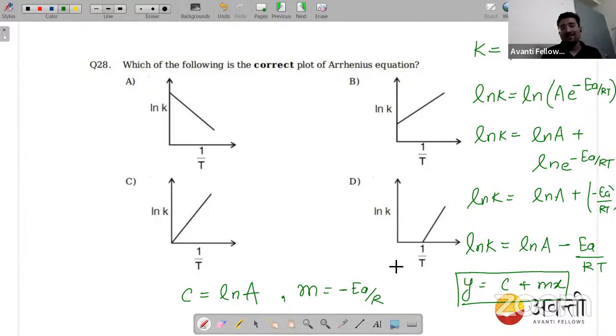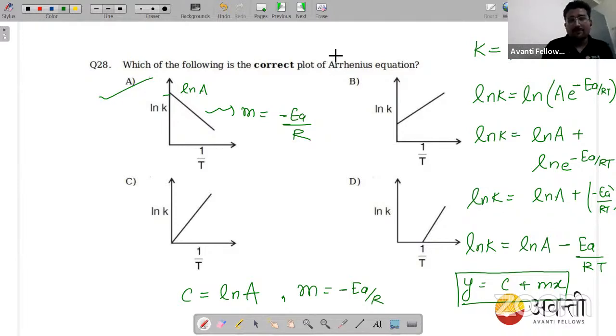So we will get a straight line with negative slope. We can clearly see here that this is positive slope, this is positive slope, this one is positive slope. In this case, intercept is 0. That means only in option number A are we getting a straight line with negative slope and intercept ln A. Here slope m equal to minus EA by R. Is that clear?